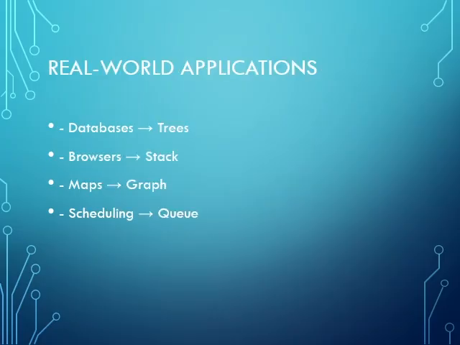Real world applications. Data structures are everywhere in real world applications. Databases use tree structures to store and retrieve records efficiently. Browsers use stacks to manage your back and forward navigation. Maps and navigation apps use graphs to find the shortest path. Even operating systems use queues for scheduling tasks.